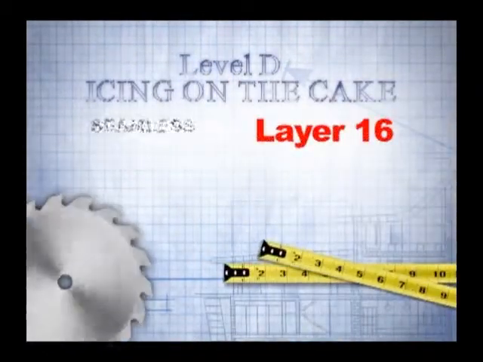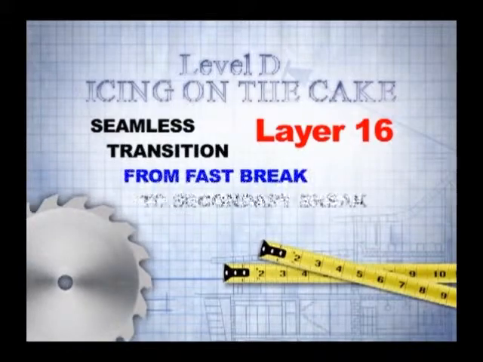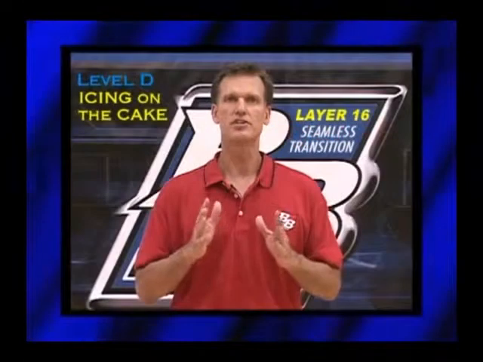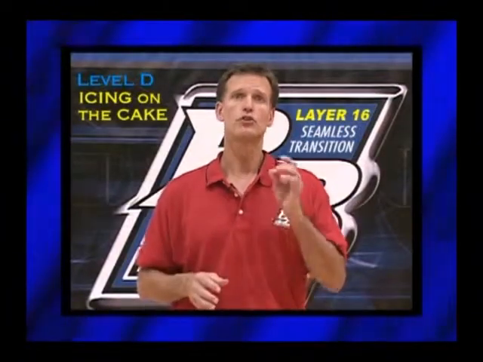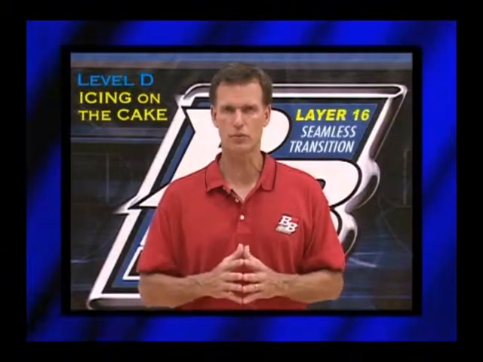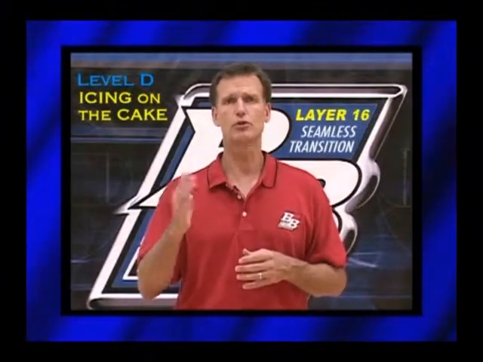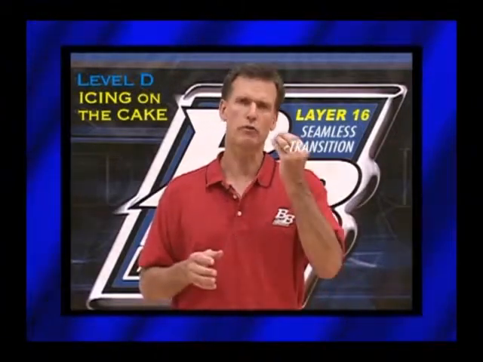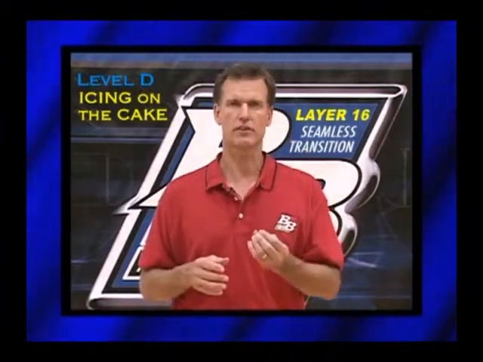Layer 16. Seamless transition from fast break to secondary break to half-court offense. This section is optional, of course. Drilling for a seamless transition is not necessary to take advantage of the read and react system. And that's why I put this chapter near the end. It's icing on the cake, so to speak. But for me, this fits philosophically.